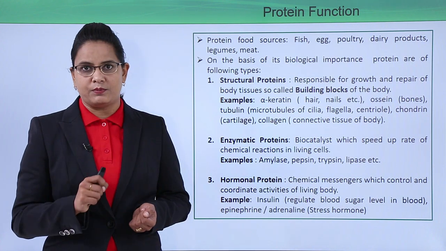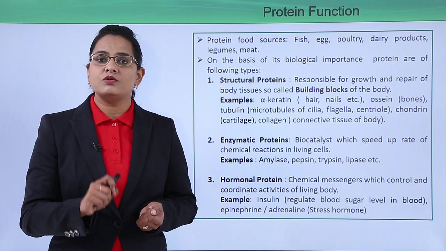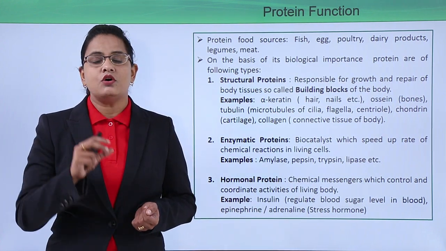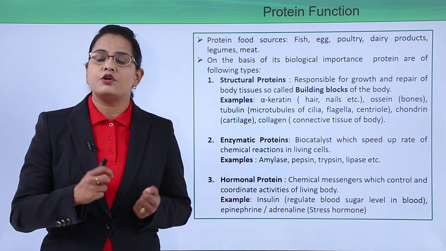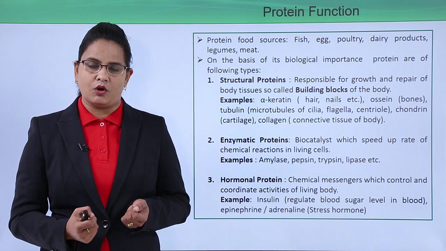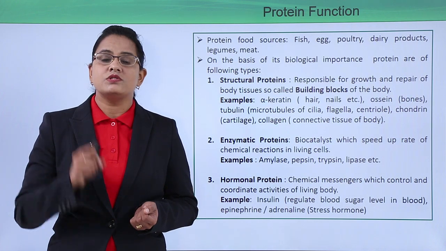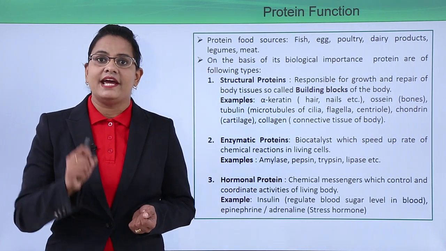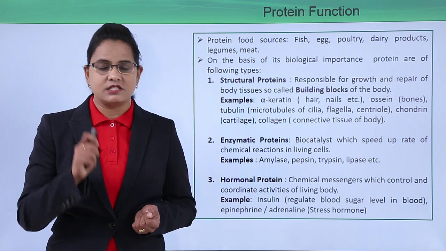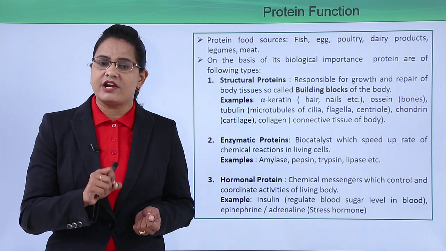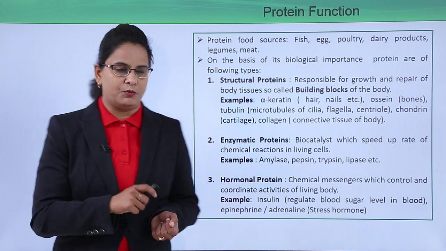Next is hormonal proteins. We know that the hormones are chemical messengers. So these chemical messengers control and coordinate the activities of the body. Now most of these hormones are also proteinaceous in nature. Examples are insulin, which regulates the blood sugar level, and epinephrine or adrenaline, which is the stress hormone.